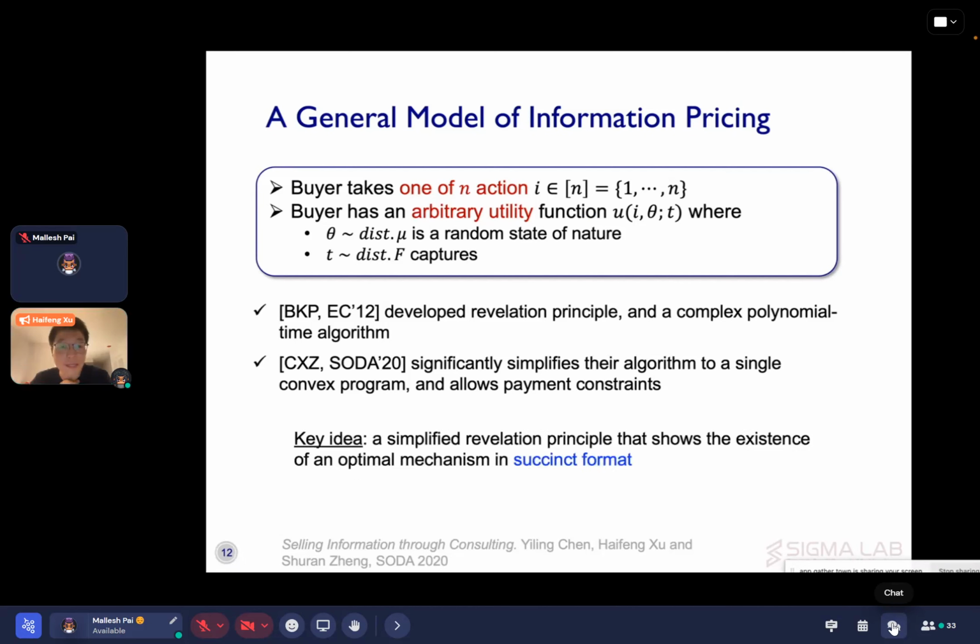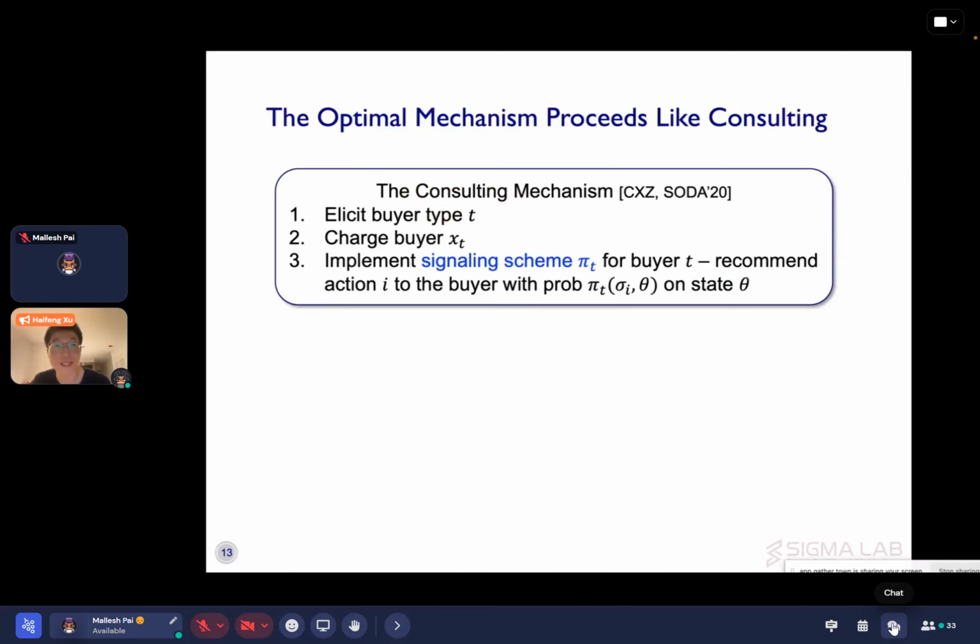So the key idea of this paper is that we are able to show a simplified, succinct version of the revelation principle, by proving that there exists an optimal mechanism that is in a very succinct format. This simple mechanism proceeds like a consulting procedure, just like in the consulting industry. And that's why we simply call this mechanism the consulting mechanism.